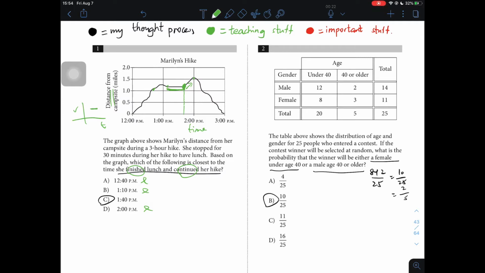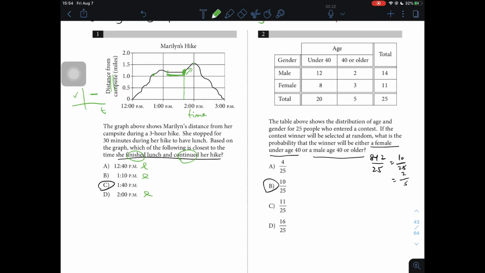For number 2, this type of question is generally asking: what is the probability of choosing this particular object from all the things they're talking about? The important thing is to identify what is in what. You can see this phrasing: what is the probability that the winner will be either a female under the age of 40 or a male 40 or older?